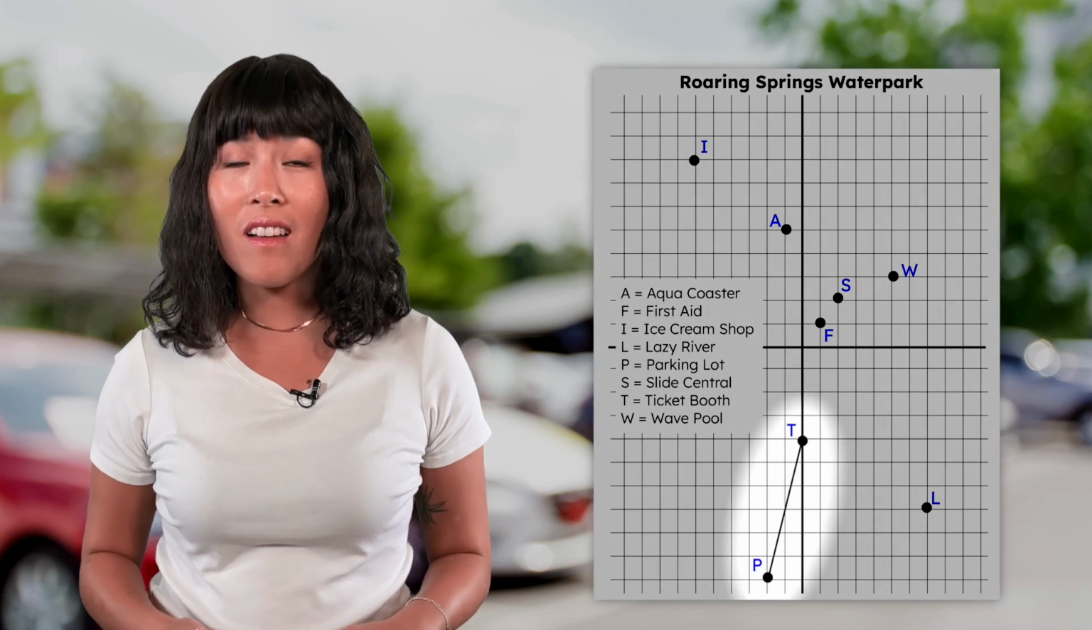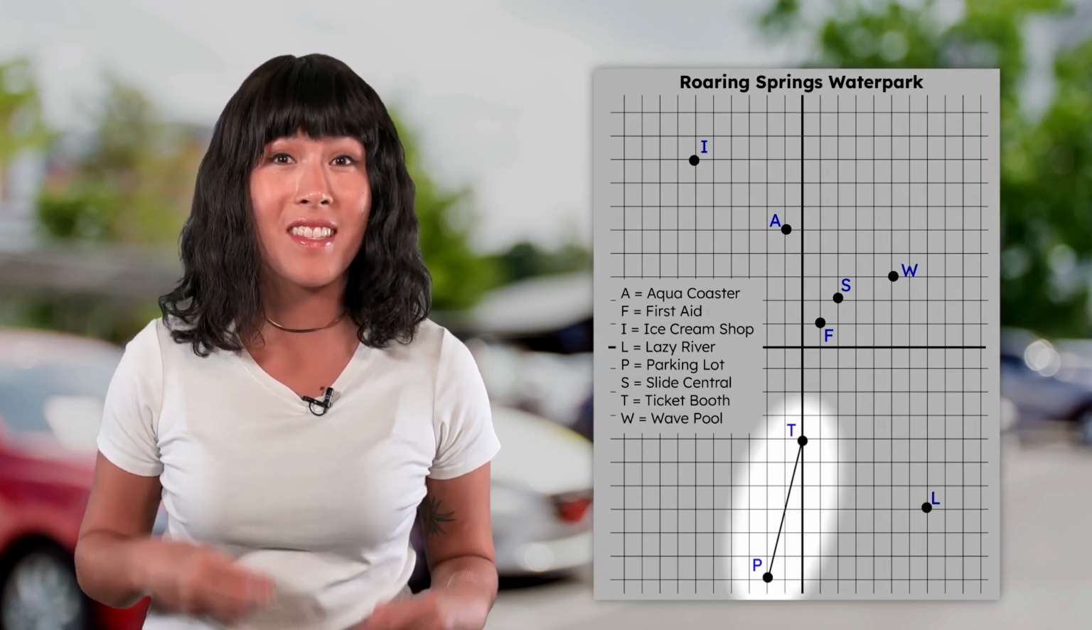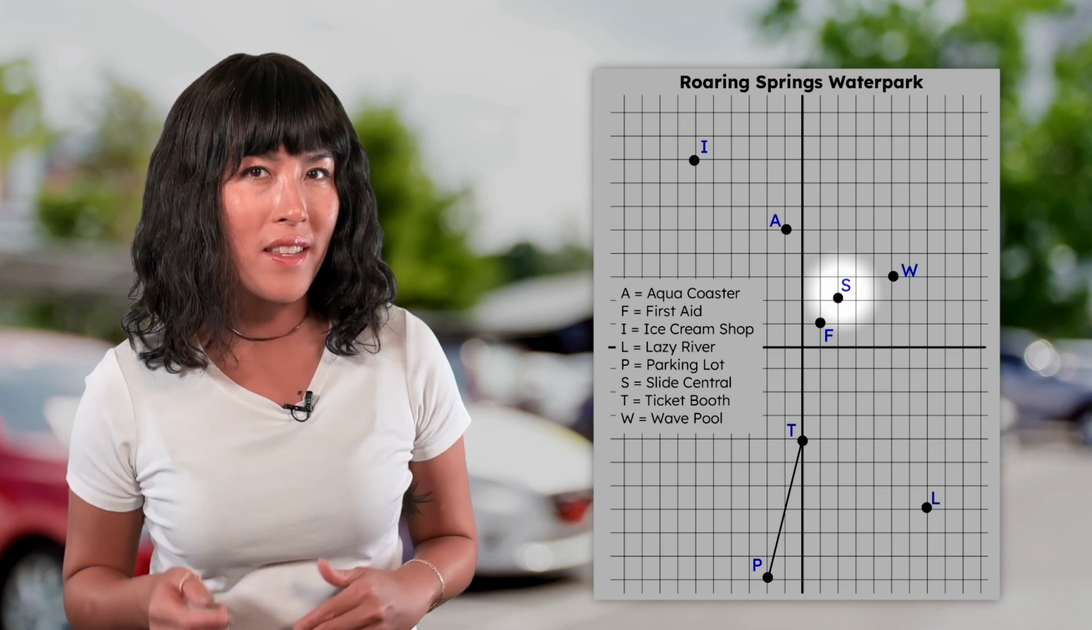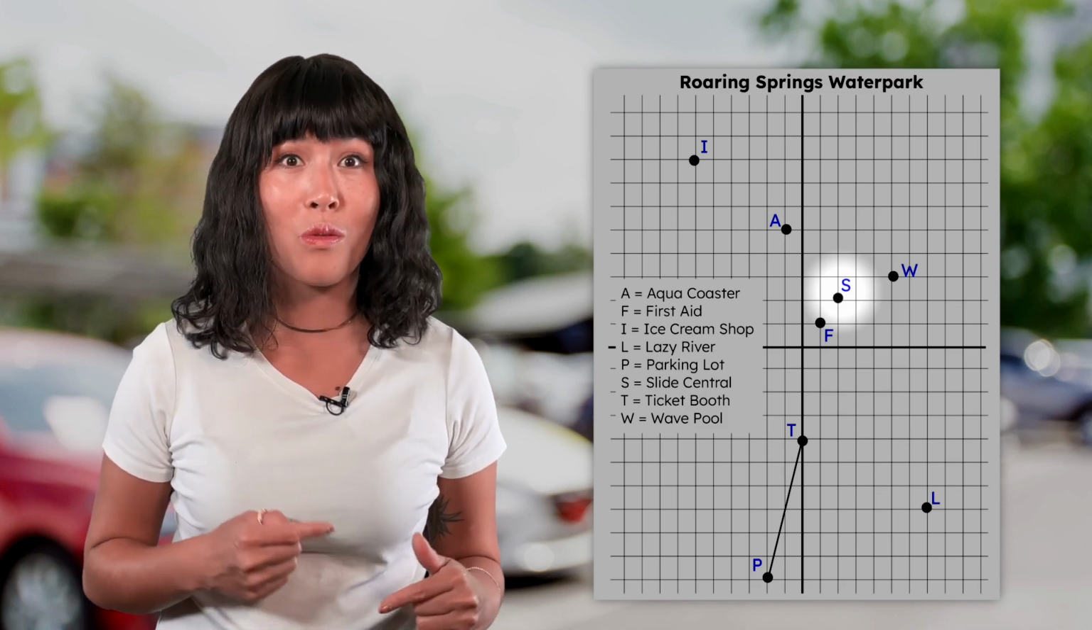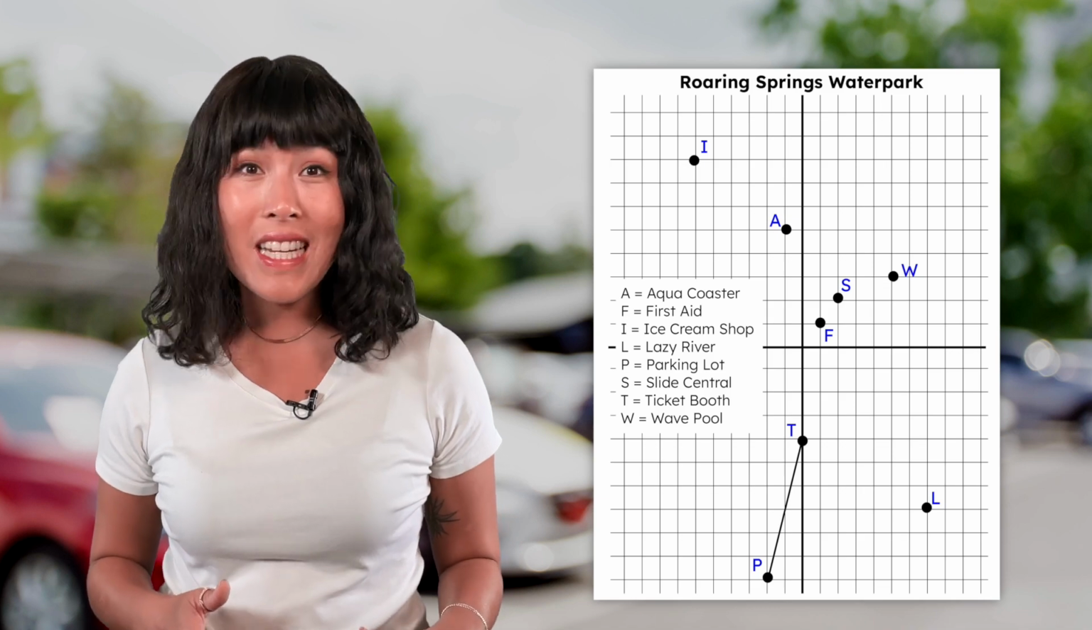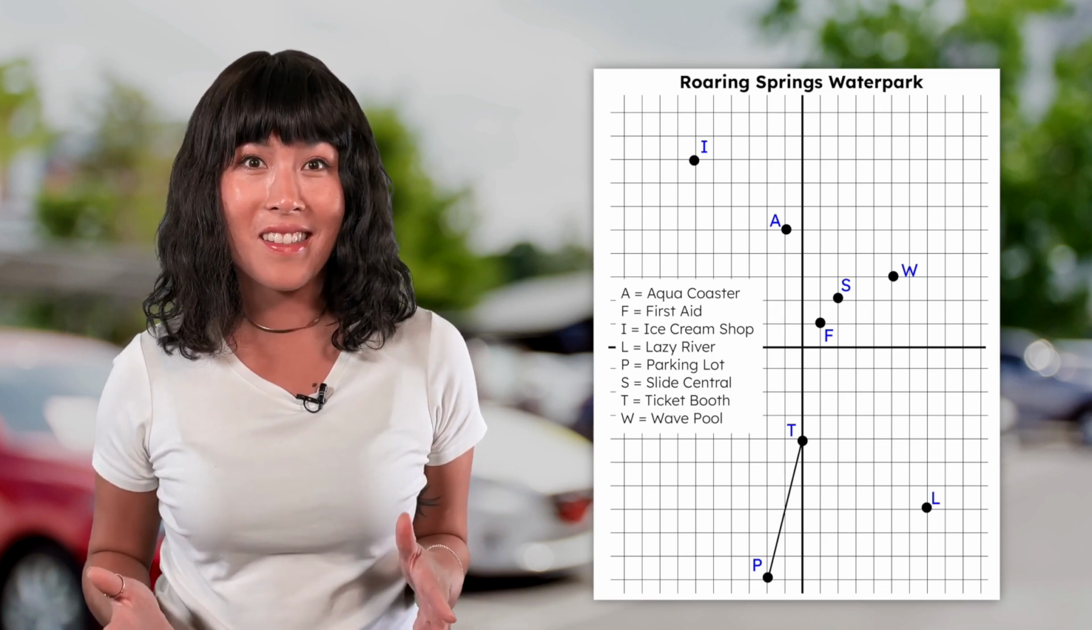See how the parking lot and the ticket booth are on this same straight path? Is Slide Central on that same path so we can go straight there when we enter the park? To figure this out, we need to use slope triangles.